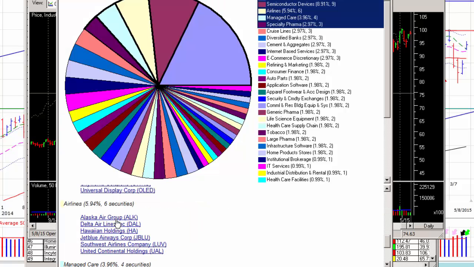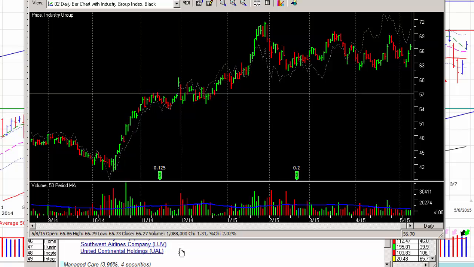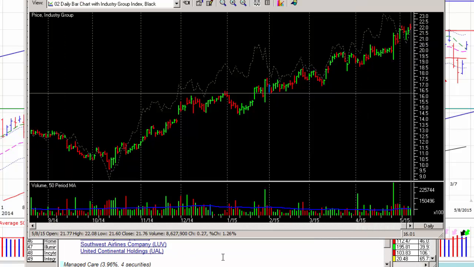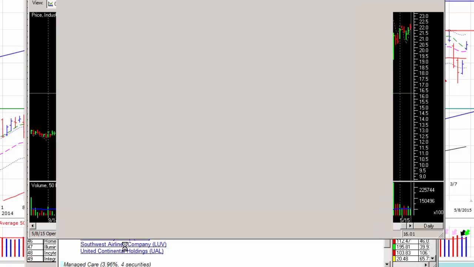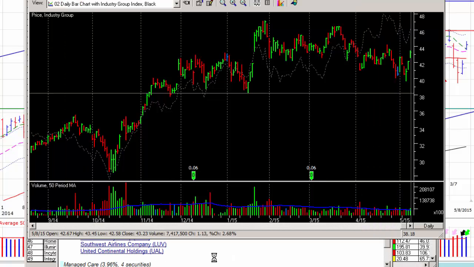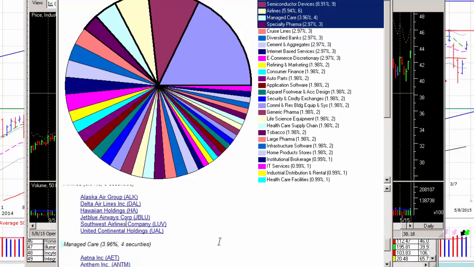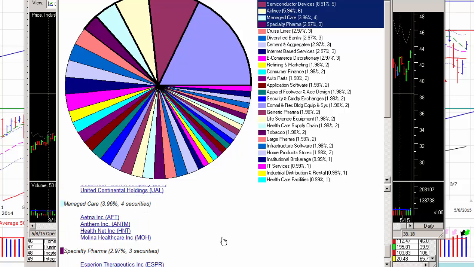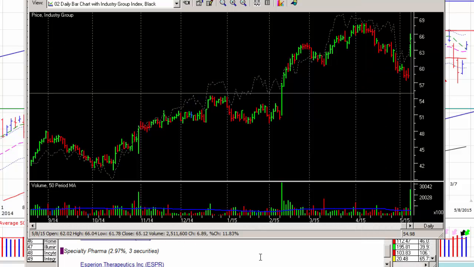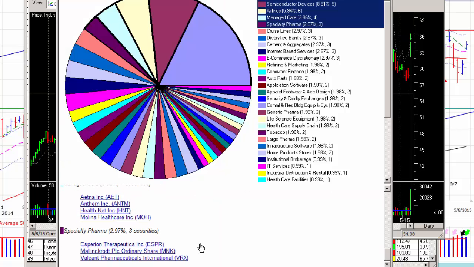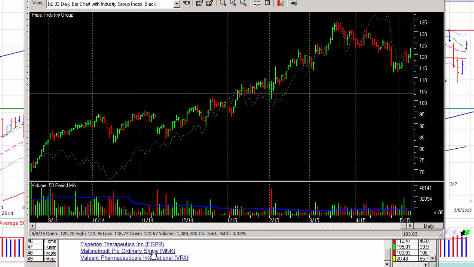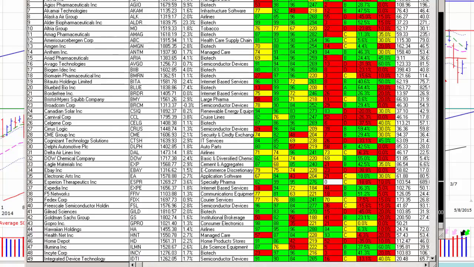In the airlines, we have Alaska Air, JetBlue Airlines, Southwest Airlines, all in our universal watch list. Managed care, we have Molina, which had this nice pocket pivot on Friday. Specialty pharmaceuticals, we have Mallinckrodt, which is in our universal watch list. And that's our Spectrum Analyzer for today.